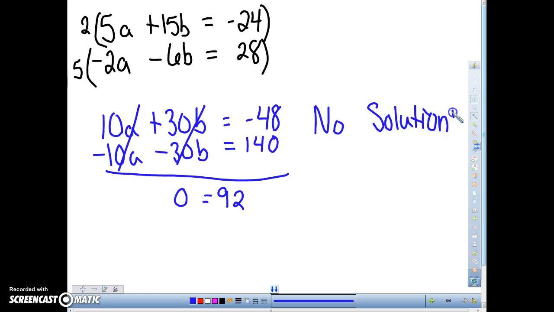If you remember back to the first video, no solution problem means these two lines are parallel and they will never cross each other.